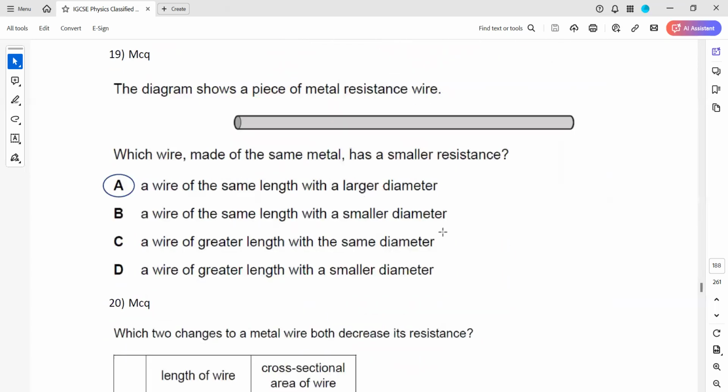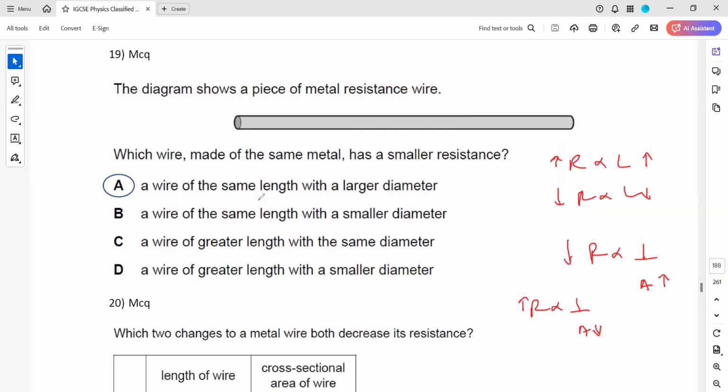In question 90, the diagram shows a piece of metal resistance. Which wire made of the same metal has the smallest resistance? This resistance depends on the length. The longer the wire, the higher the resistance. The shorter the wire, the lower the resistance, less resistance. And it's inversely proportional to cross-sectional area. Large cross-sectional area, smaller resistance. Smaller cross-sectional area, high resistance.